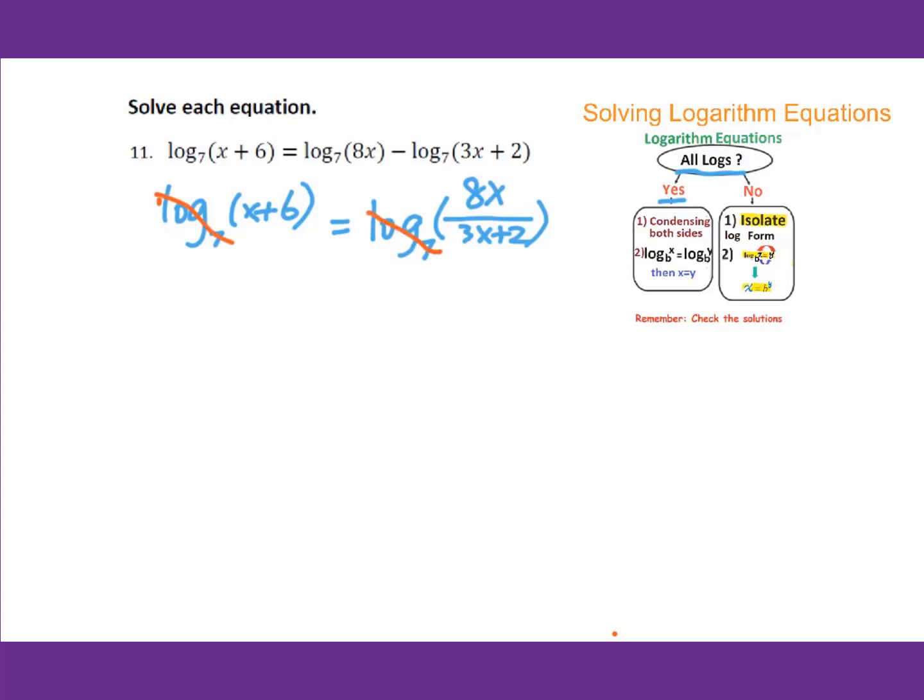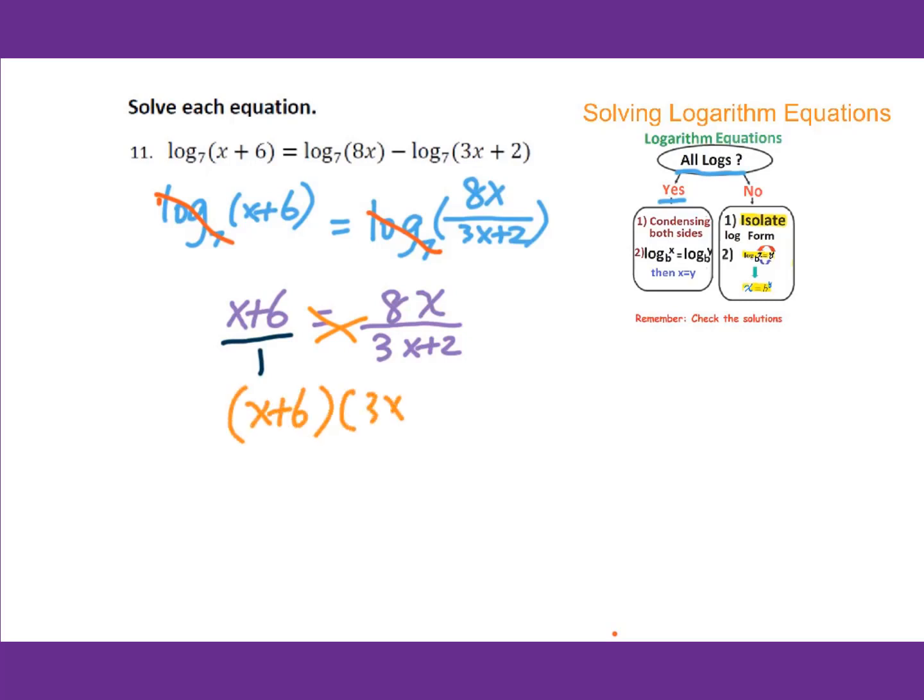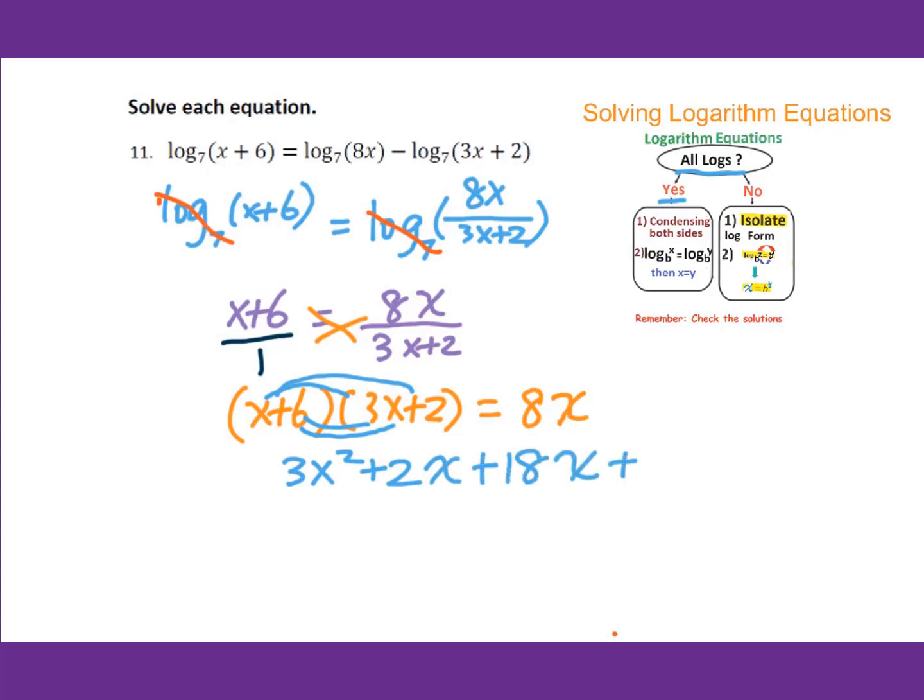Then cancel the log, and you get x plus 6 equals 8x over 3x plus 2. We can cross multiply, so you get x plus 6 times 3x plus 2 equals 8x. Then do the FOIL. You will get 3x squared plus 2x plus 18x plus 12 equals 8x.